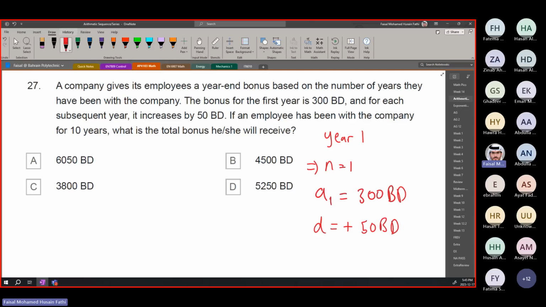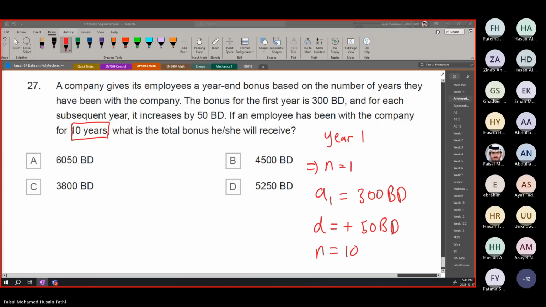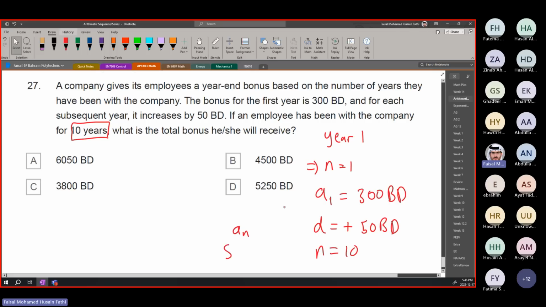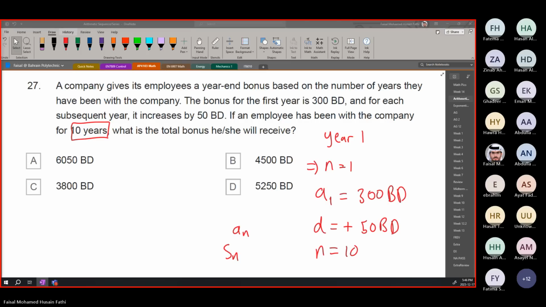So you have A1, you have D. If an employee has been with the company for 10 years, you have your N equal 10. Okay? Now you can just find your AN equation, find your SN, and you find your final answer, and that's it. I'm not going to do the solving, but this is the idea. All right?